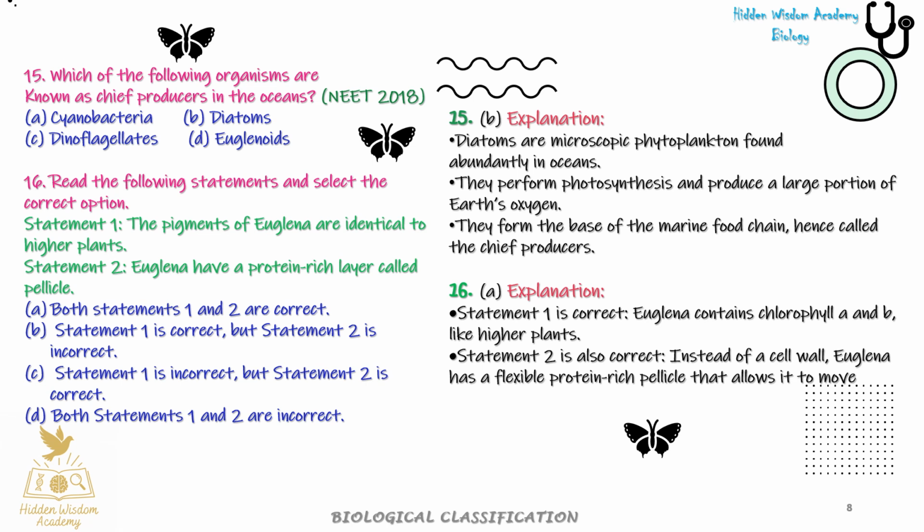Explanation: Statement 1 is correct because Euglena contains chlorophyll a and b, like higher plants. Statement 2 is also correct because instead of a cell wall, Euglena has a flexible protein-rich pellicle that allows it to move. So, option A is the correct answer.